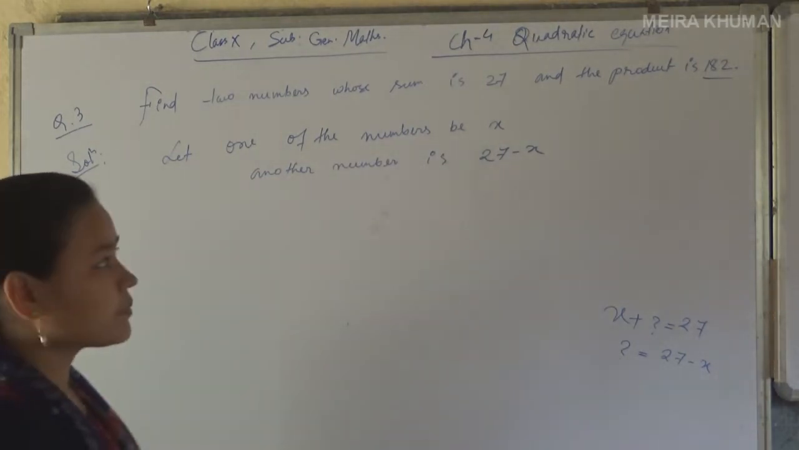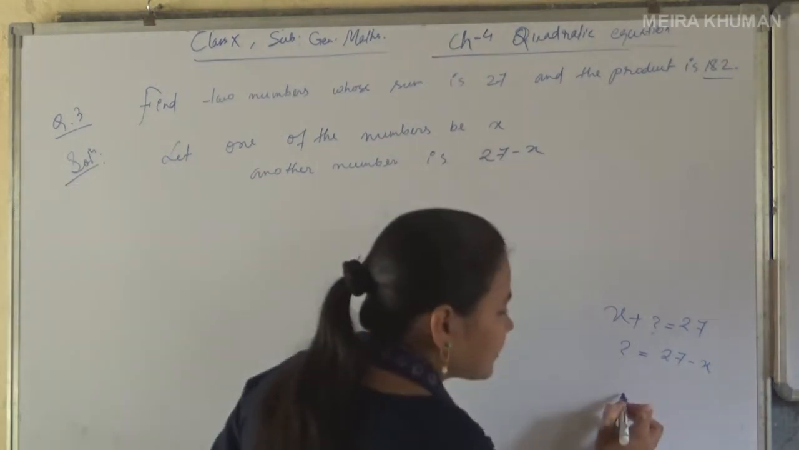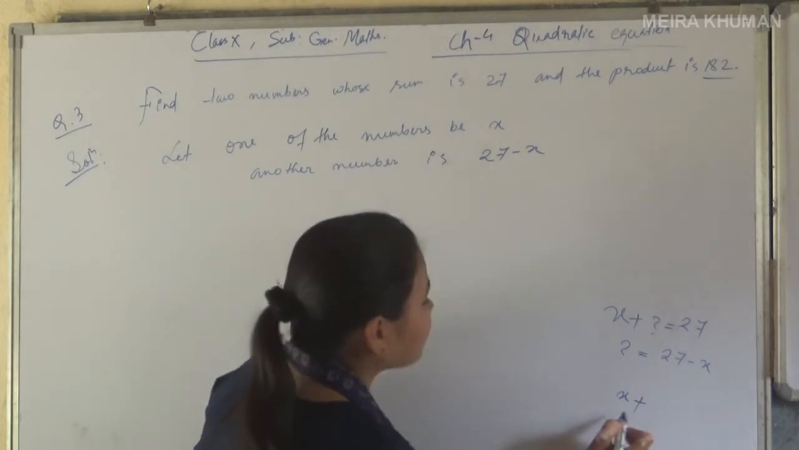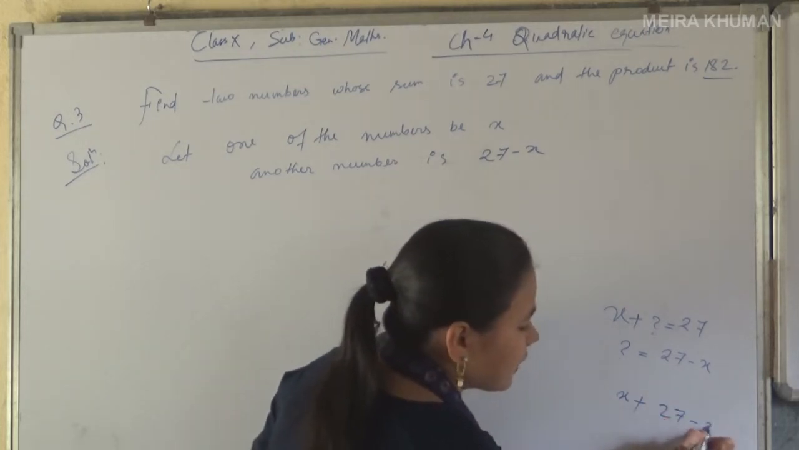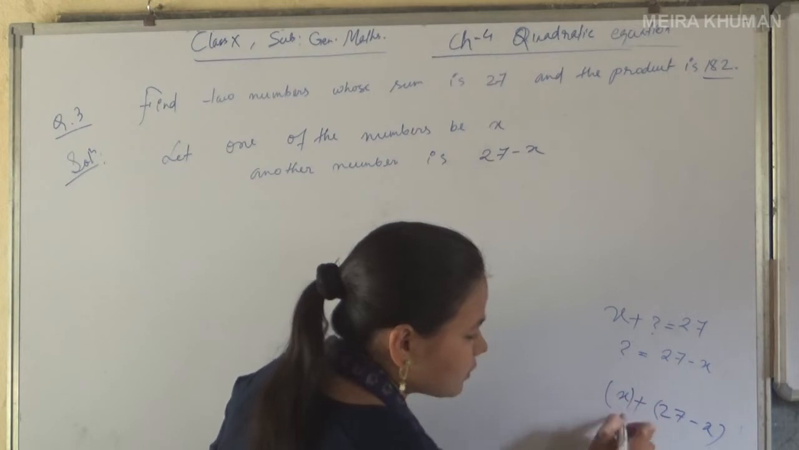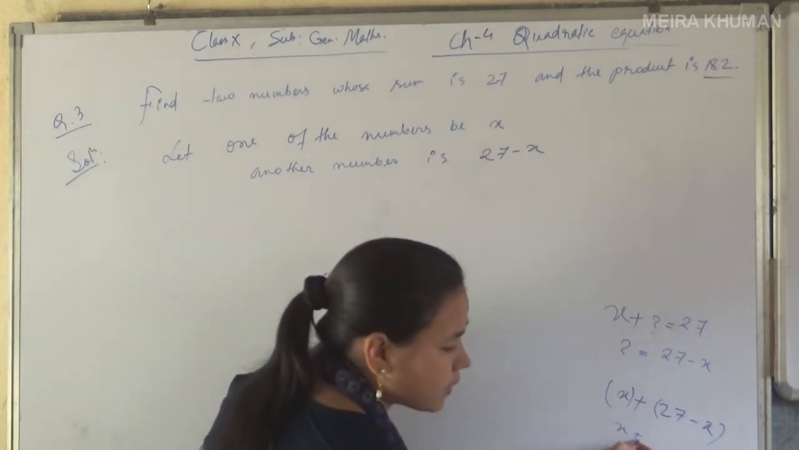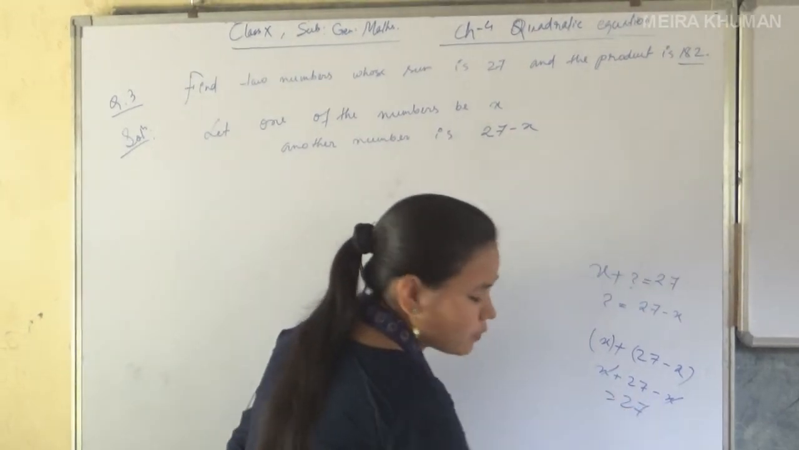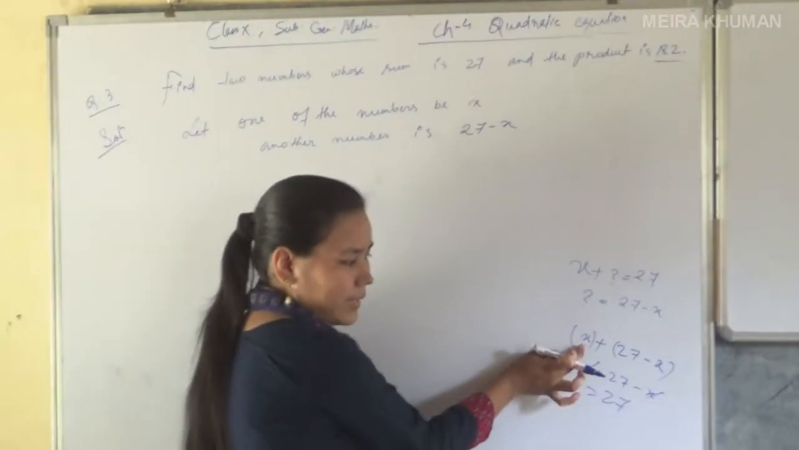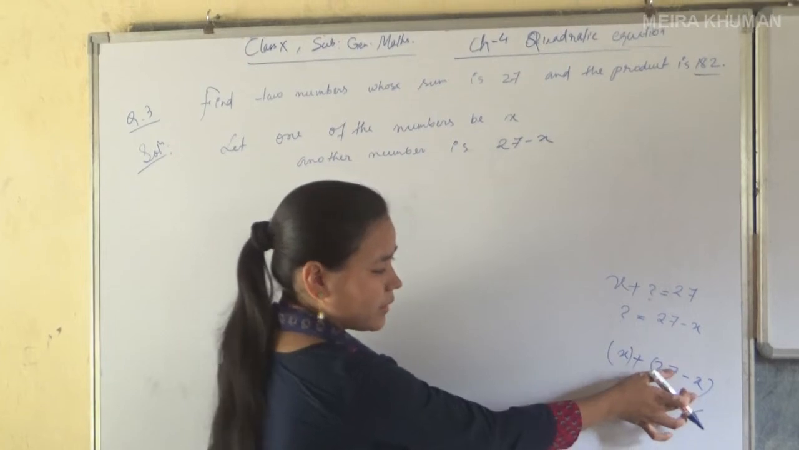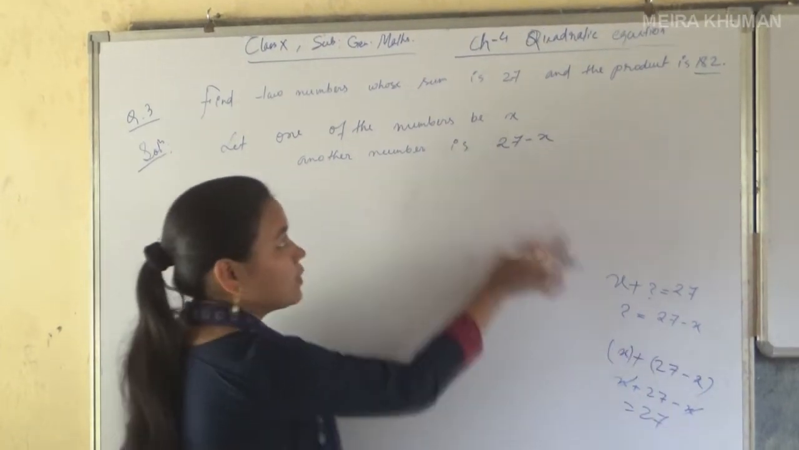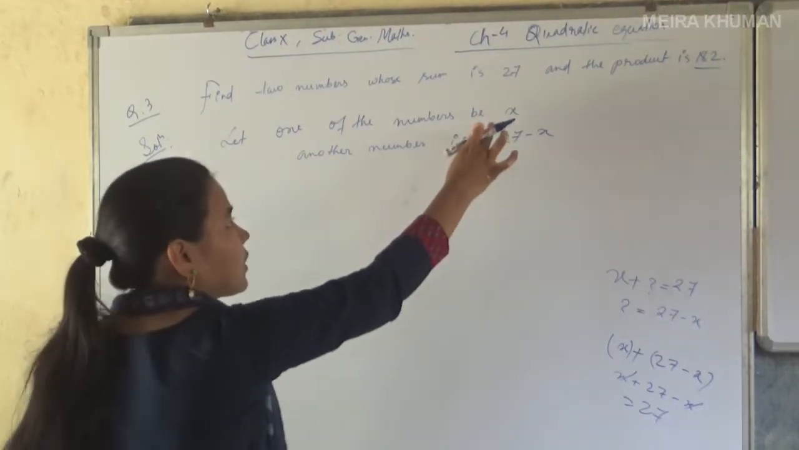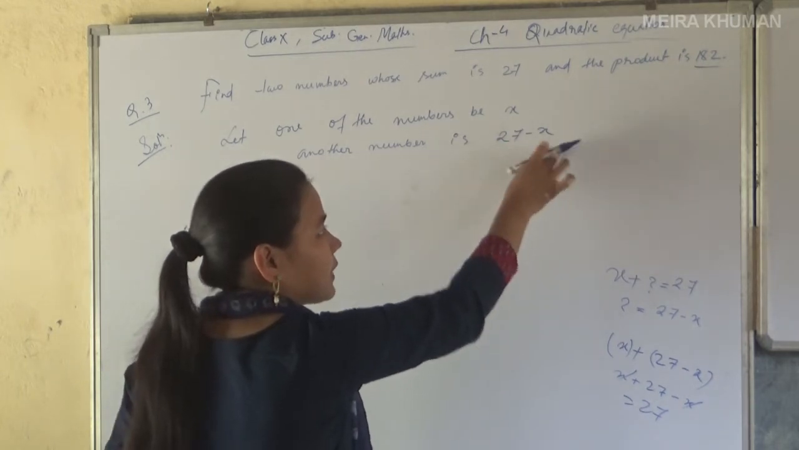Take x plus 27 minus x. If you add these two numbers, the minus x and plus x cancel out, then the sum is 27. If you add x and 27 minus x, you will get 27. So the numbers are x and 27 minus x.